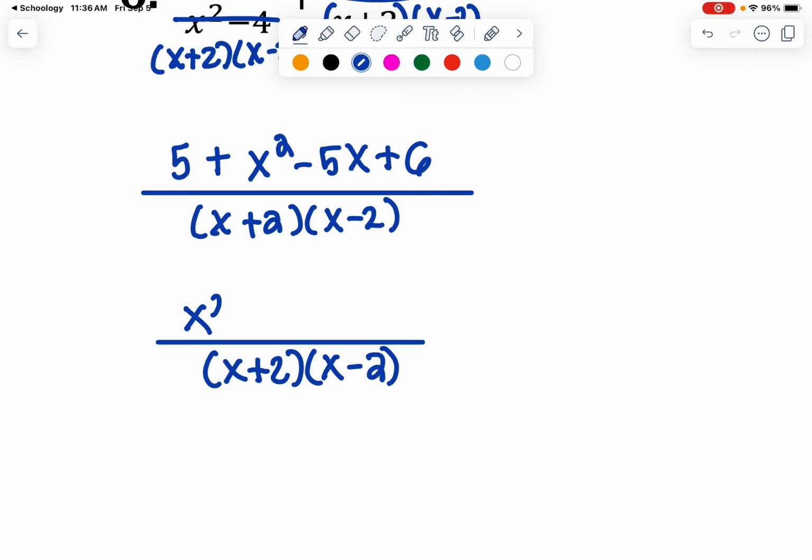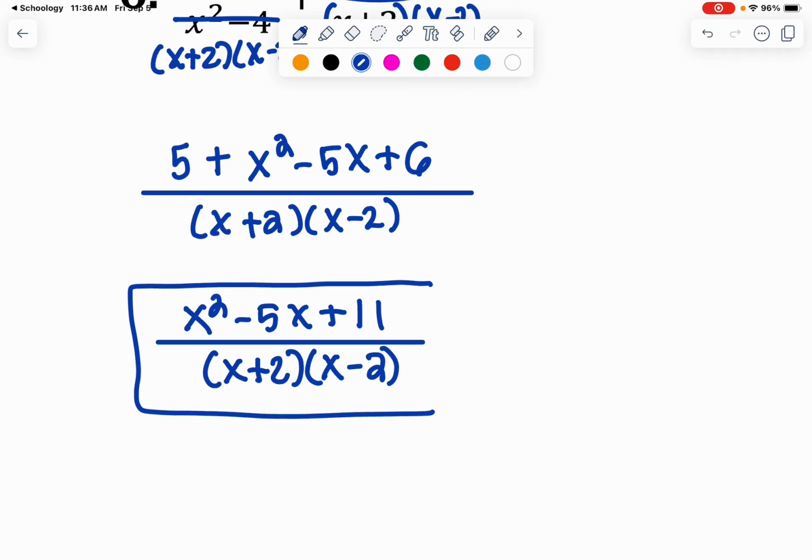All right, so we have x squared minus 5x plus 11. See if your numerator is factorable. It's not. Are there two numbers that multiply to give me 11 and add to give me negative 5? No. So this is my final answer.